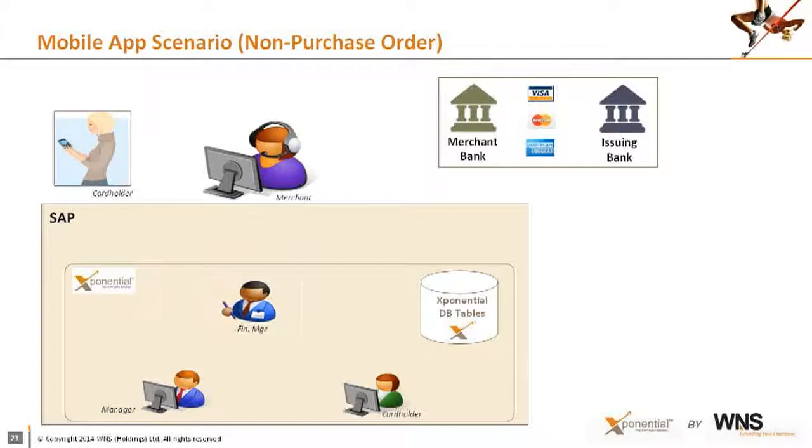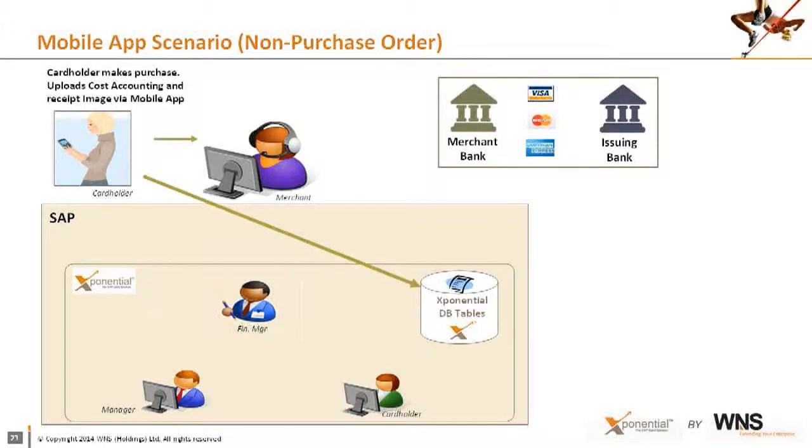Let's move to the next one, and this is a new scenario that we've added into the product just recently. We've got a customer here in North America that's going to be doing this, and it involves a mobile application. They've contracted a third party to write a mobile app for their users that are using smartphones. When the user buys something and uses their card, they will use their smartphone to take a snapshot of their receipt, and they will also use that app to enter the cost accounting values that need to be assigned to that transaction.